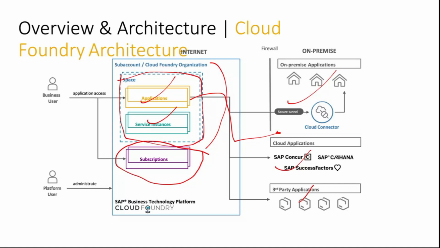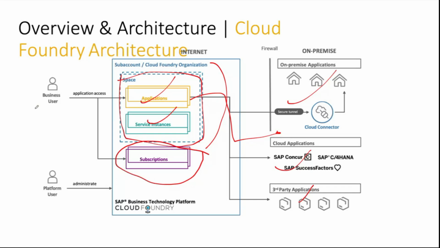Then you see only services. But if you want to see only subscription, you have to come here and open the organization. So if you come here and then choose instance of subscription, then you will be able to see the subscription. Clear?